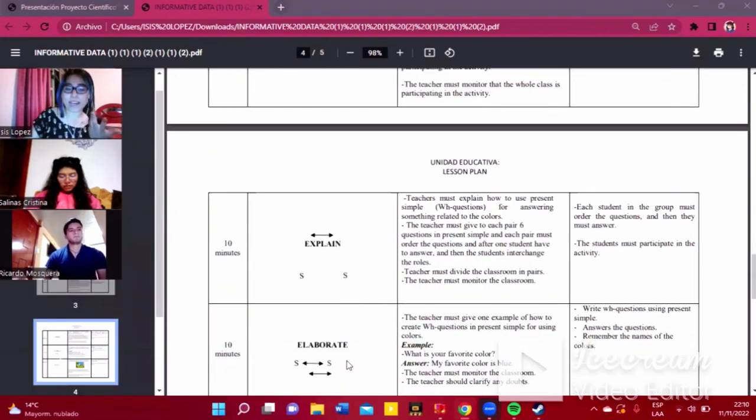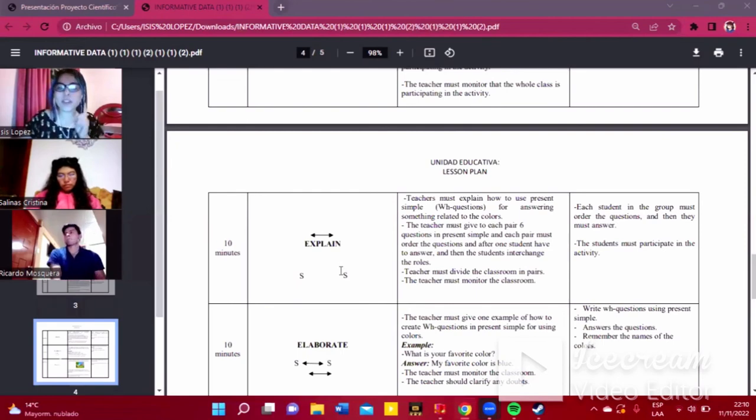Third, we have the explain activity. In this, we have 10 minutes for this activity. It's a student pair activity. This activity consists of the teacher explaining to the whole class how to use simple present with W questions for answering something related to the colors.